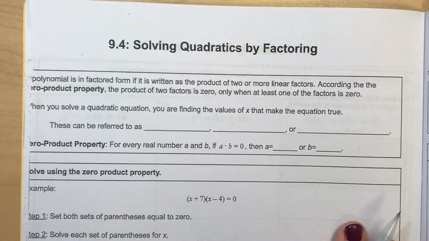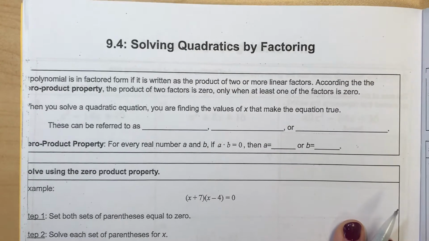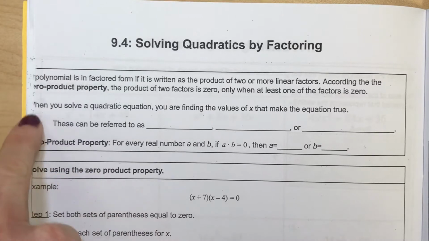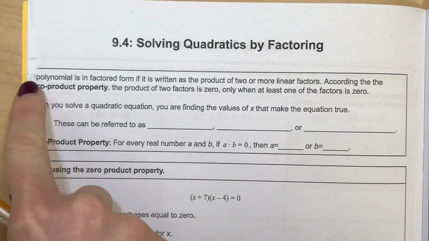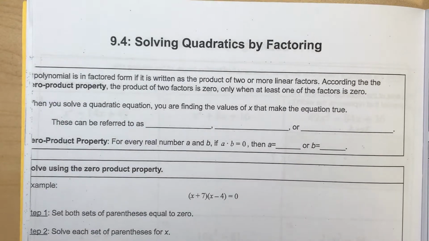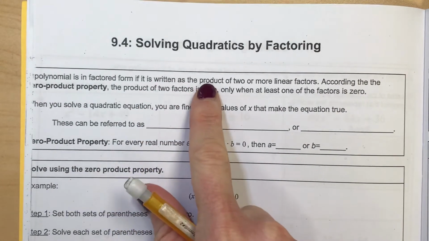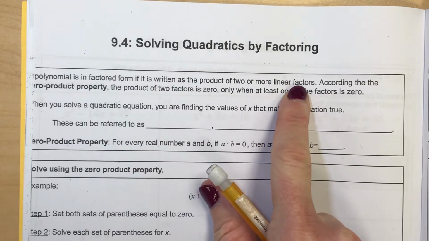In this video, I'm going to show you how to solve quadratics by factoring. And there's a little bit of words cut off here, so I'm going to read that for you, what it should say. A polynomial is in factored form if it is written as the product of two or more linear factors.